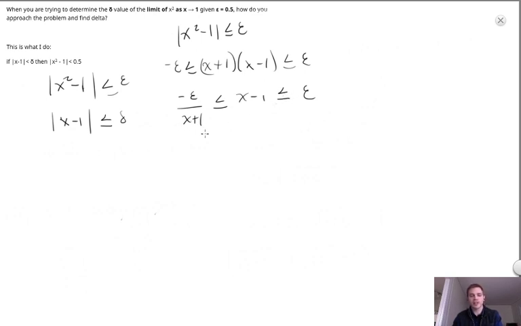Now, since x is approaching 1, this should be near 1 plus 1, but it will never actually equal 1 plus 1. So this number should always be smaller than 2. So x plus 1 is strictly less than 2 because x never equals 1. And if you divide by a bigger number, you get a smaller number. So this will be greater than negative epsilon divided by 2.